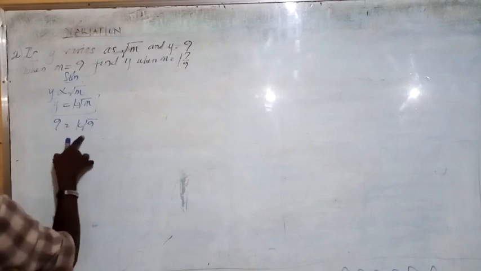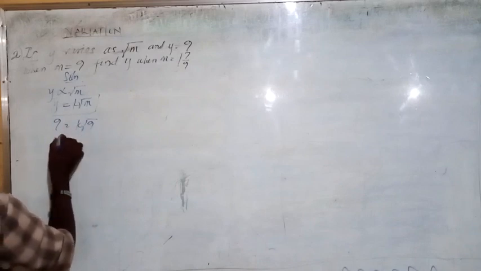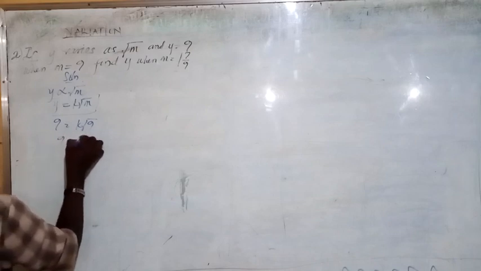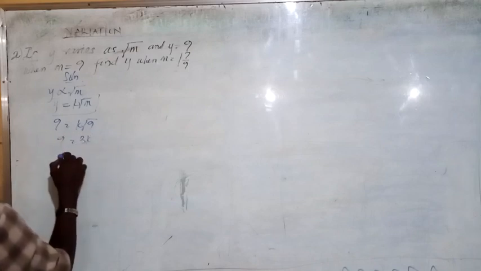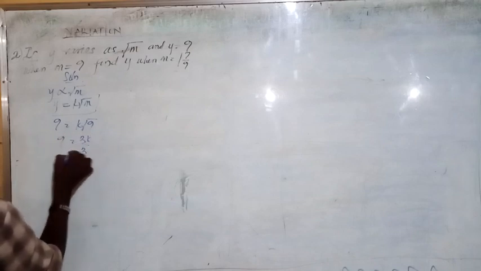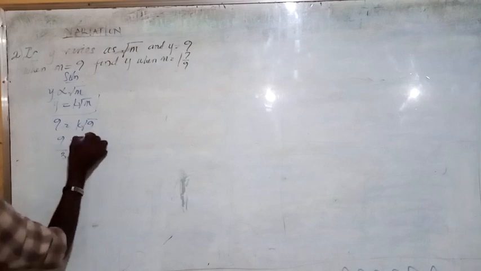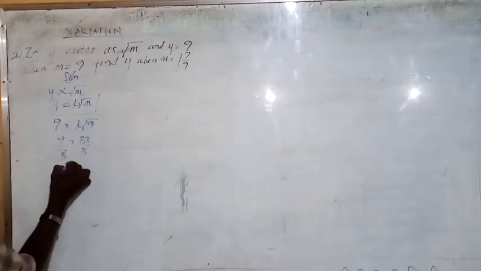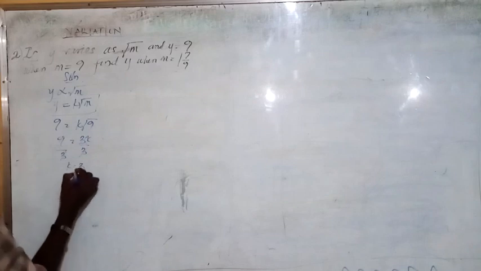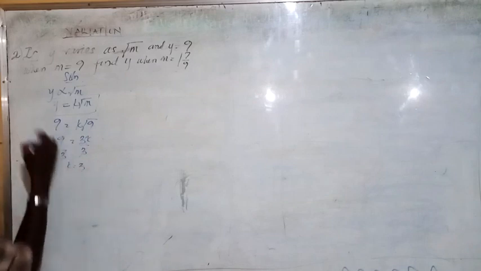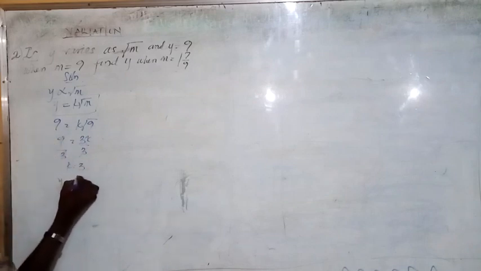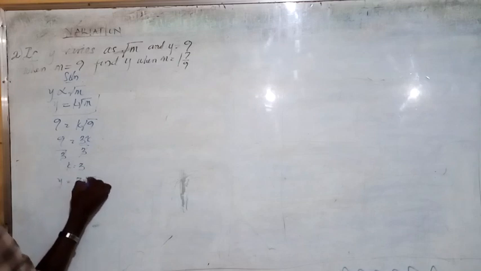So we divide both sides by root 9. But before that, we can simply take root 9. So 9 will be equal to k times 3, that's 3k. So we divide both sides by 3 now. So k will be equal to 3. Then we can now substitute it into this equation so that we have y equal to 3 root m. And that is the equation connecting y and m.